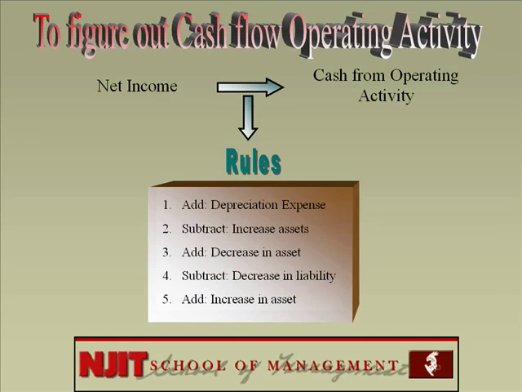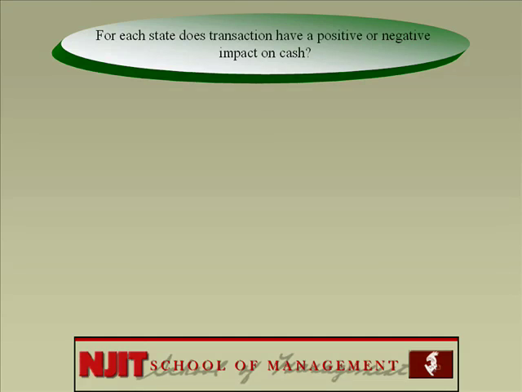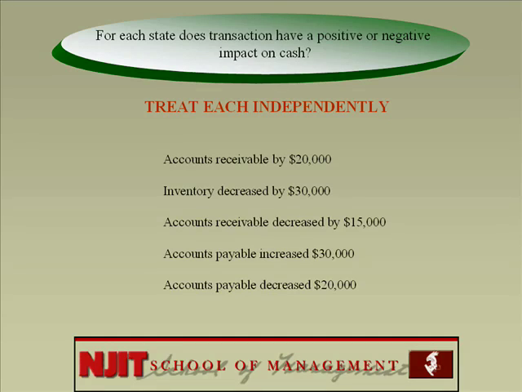I want you to do a small exercise that I'm now going to show you. For each statement, does the transaction have a positive or negative impact on cash? Remember, treat each independently. So, look at the rules, and for each tell me if it has a positive or negative impact on cash. Stop this recording now and try this. After you do it, I'll explain it to you. Are you done? Okay, let's start.